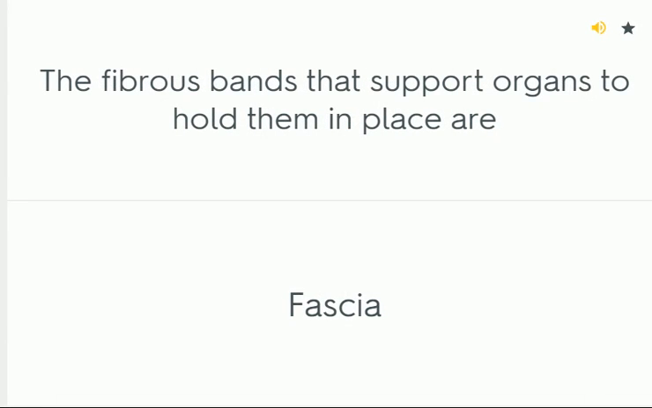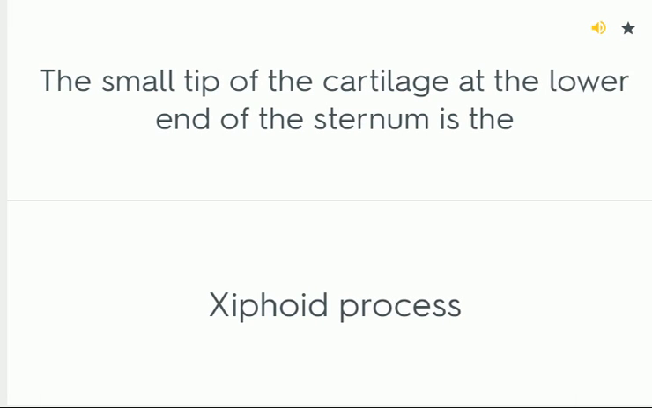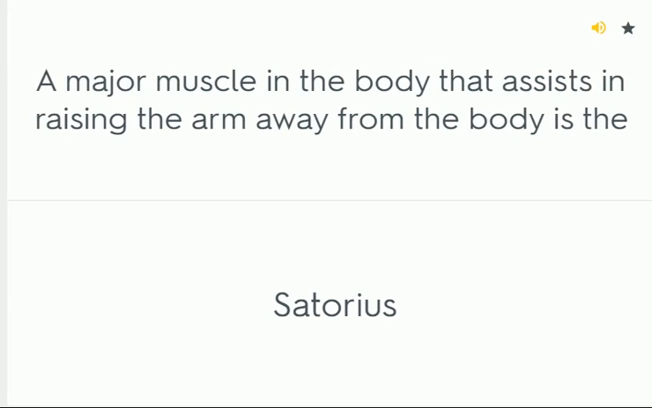The fibrous bands that support organs to hold them in place are fascia. The membrane that surrounds the heart is the pericardium. The small tip of the cartilage at the lower end of the sternum is the xiphoid process. A major muscle in the body that assists in raising the arm away from the body is the sartorius.